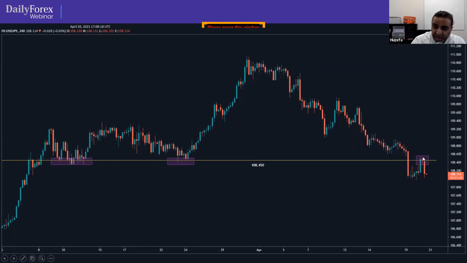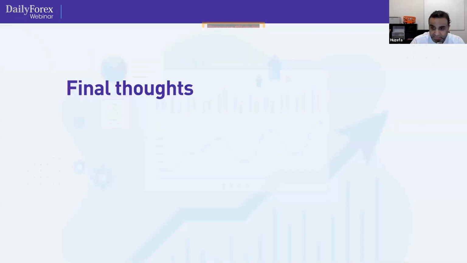And then when it tried to come back up, it made a bullish candle to come back up to that support level, and it just sold off immediately. What it's done is taken that support area, 108.45, gone back down below it, and then tested it as a resistance. So I'm bearish dollar yen.